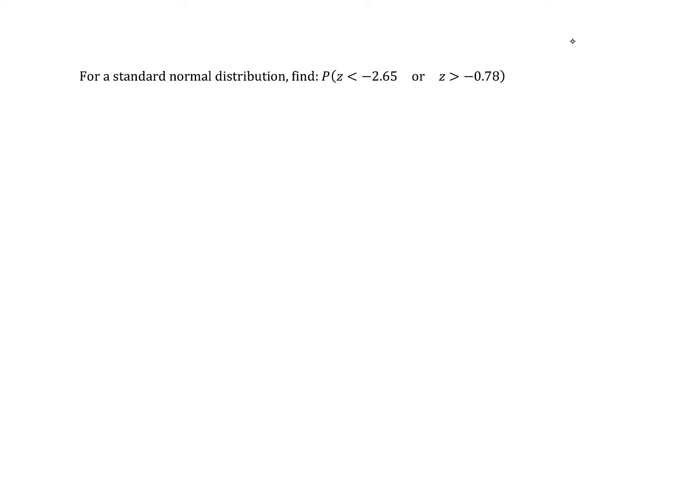For a standard normal distribution, find the probability that z is less than negative 2.65 or z is greater than negative 0.78.